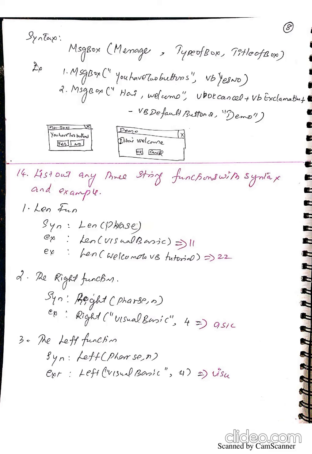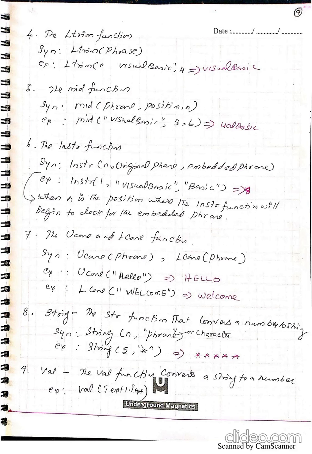14th question. List out any three string functions with syntax and example. The Len function: Len(phrase). Len("Visual Basic") is 11. Len("welcome to VB tutorial") is 22. The Right function: Right(phrase, n). Right("Visual Basic", 4) is "asic".